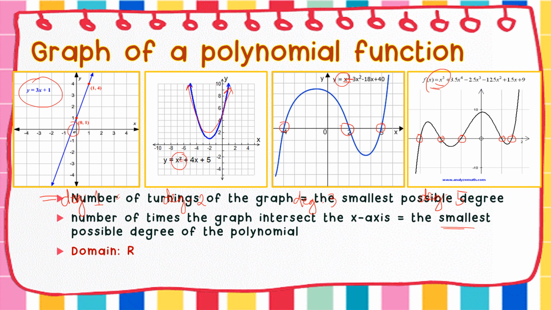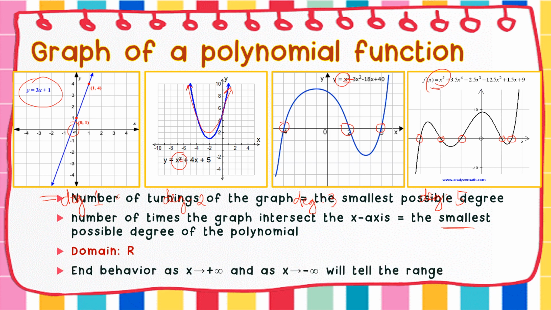And the domain is the set of all real numbers. Kasi lahat ng values ni x ay madadaanan ng ating graph. And the end behavior, ang end behavior ay kung saan nakatutok yung ating arrow. Ito yung end behavior, yung mga arrow-arrow natin dyan. Mga dulo, kaya nga siya end. Saan papunta, saan patungo. So our end behavior, as x approaches positive infinity and as x approaches to negative infinity, will tell us the range. Doon nakadepende ang range natin.